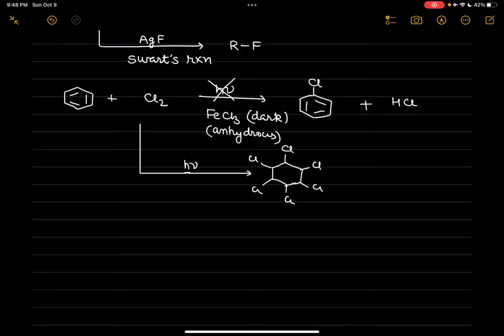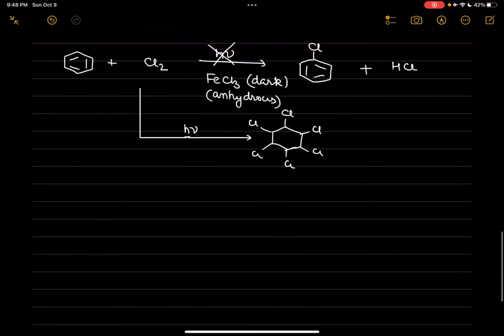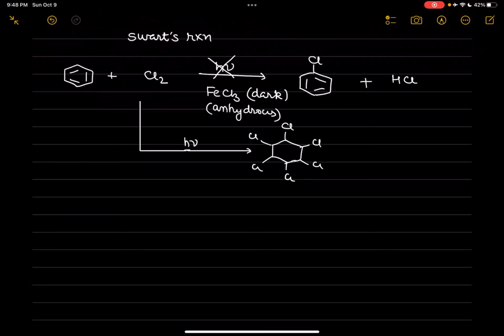Where is it used? It is used as an insecticide. It is again known as gammexane or lindane.